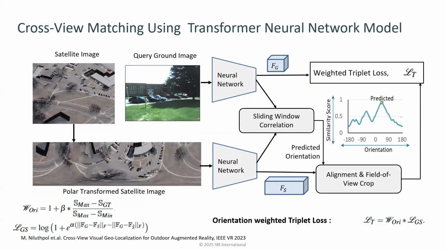But what we did was we took the triplet loss, which was there, and we multiplied it with an orientation weighted loss. So we not only have the triplet loss, but the triplet loss is weighted by how well the orientation corresponds to the ground truth orientation. And we use that to train.